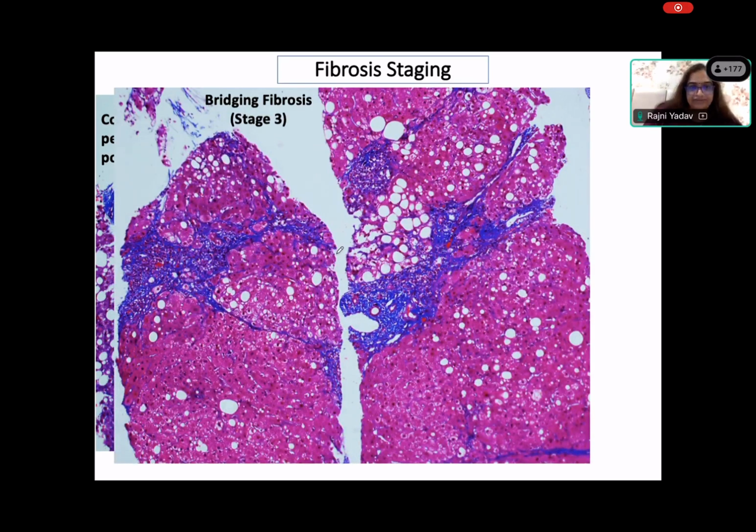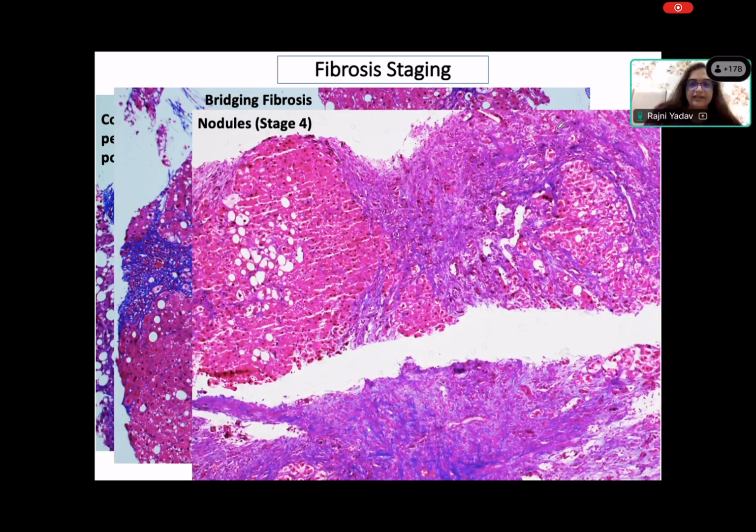Here we can see these bridges or septa, connecting one area to another. This kind of septa formation is bridging fibrosis, which means stage 3. Then once you get more and more bridges, ultimately you'll get incomplete and complete nodules. Because biopsies are trephine biopsies, you may not see the complete nodule, since the thickness of the core is not that much. If the nodules are big, you may not see a complete nodule. Once you see an incomplete nodule, that's also cirrhosis.